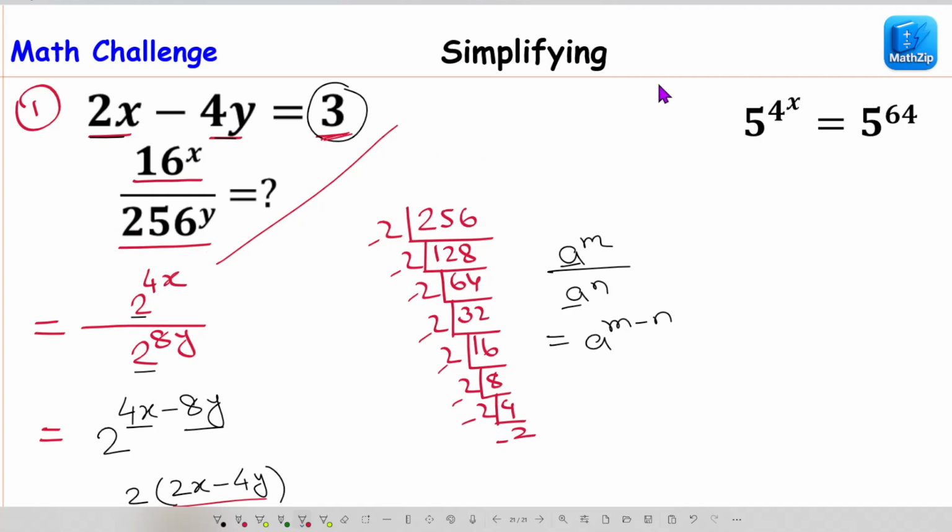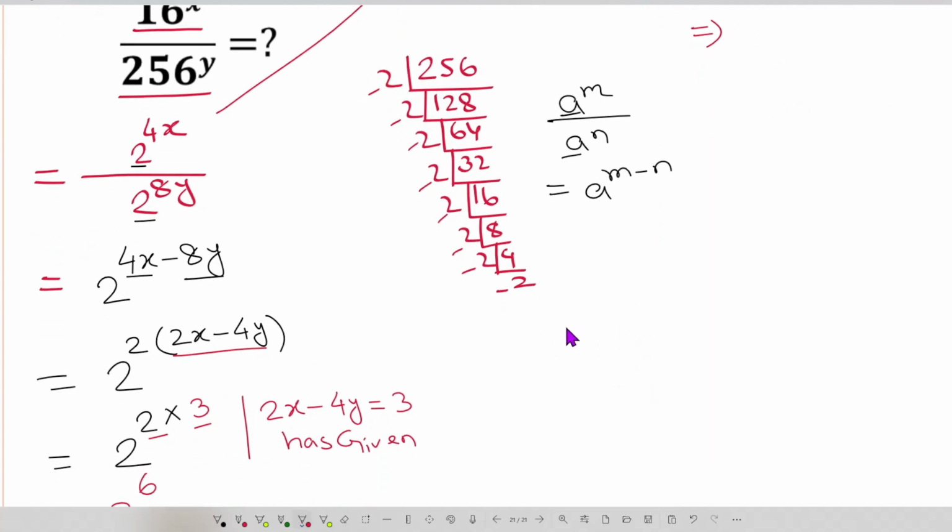Number 2, here is also a similar thing. The question is 5 to the power 4 to the power x equals 5 to the power 64. So look, here base on both sides is 5. We know once bases are same, the powers will be equal. It means a to the power m equals a to the power n, we can write m equals n.